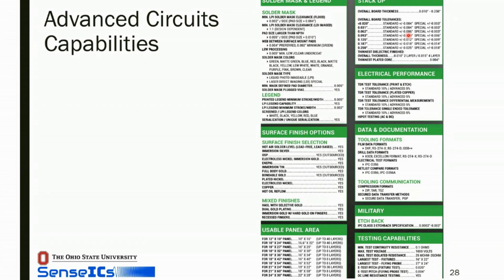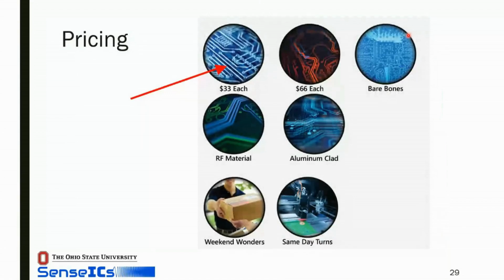Okay. All right. So let's talk about money. What is this going to cost? This is one of the things I really liked about Advanced Circuits, and it's still the case. You can get a board for $33. So you do this cute design, and you can send it to them, and they will make you a board for $33, which I think is not too bad.